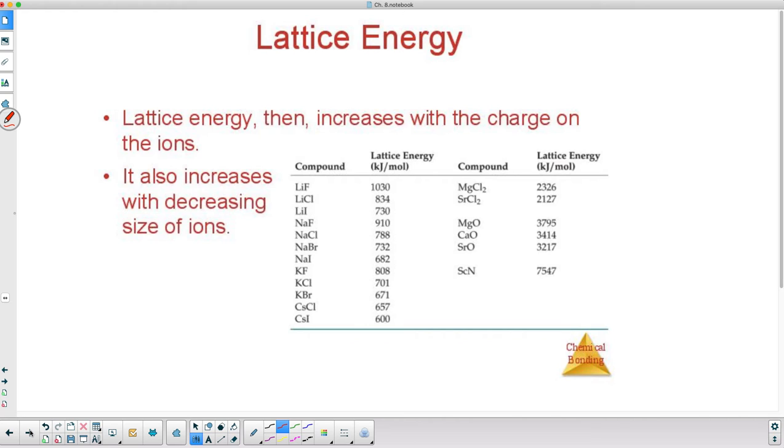Lattice energy increases with the charge of the ions. It also increases with the decreasing size of the ions. When you have something like lithium fluoride and you have those two attached to each other, notice how large the lattice energy is. That means it's more difficult to pull them away from each other. It takes more energy to break them apart. But it also means that if you have higher charges, that also increases the amount of energy it takes to rip the positive and negative parts away from each other. So lattice energy is the key.